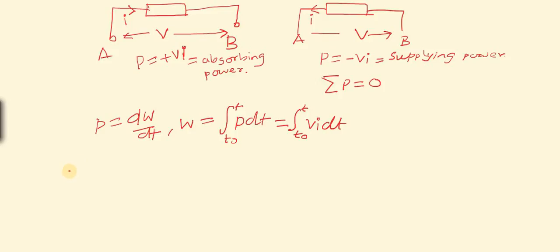Next, our last concept part is energy. You already know that energy is defined as the capacity to do work. Energy is the capacity to do work. And energy is measured in joules, that is, the unit of energy is joule. Capacity to do work is the energy.